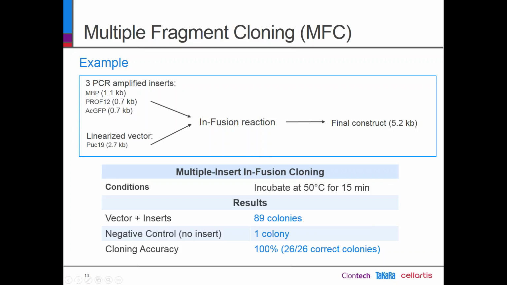So it only takes about 2 days. It takes 15 minutes to do the cloning, but then you transform it into bacteria, and after 2 days you have the colonies. So in our case, you got about 89 colonies in the positive reaction, and in the negative control, where we added no insert, there was only 1 colony. The cloning accuracy here in our example was 100%. So we screened 26 of these 89 colonies, and all of them had the 3 inserts in the correct orientation.